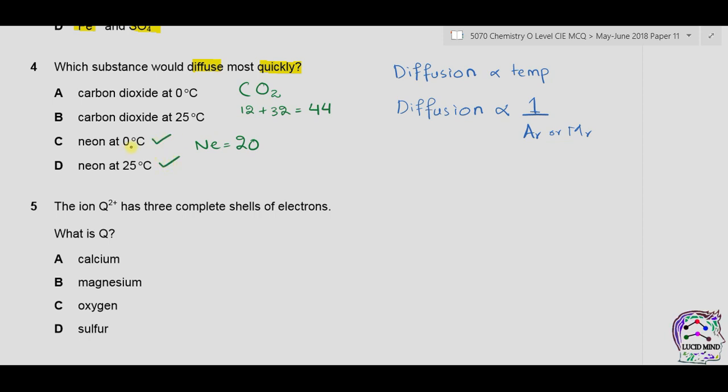In part C we have 0 degrees centigrade and in part D we have 25 degrees centigrade. So at higher temperature the diffusion will be faster. Answer is D.